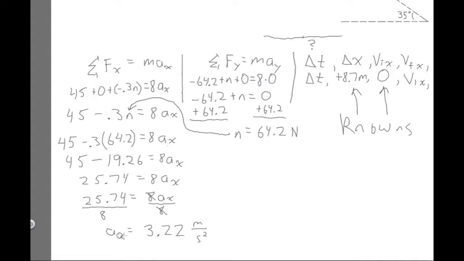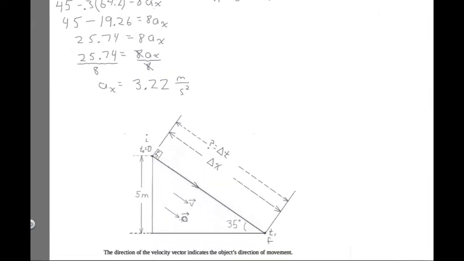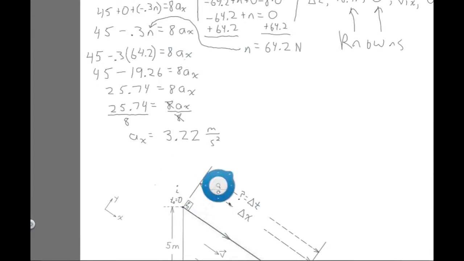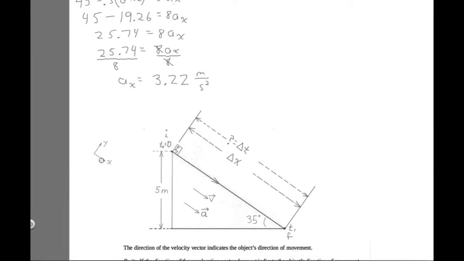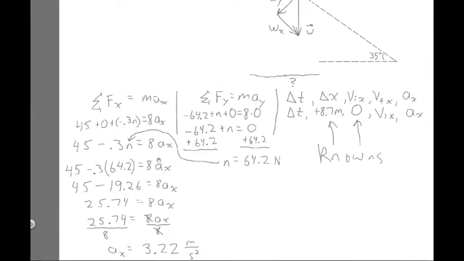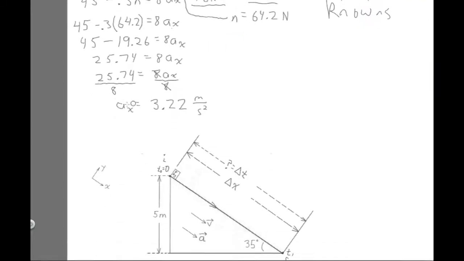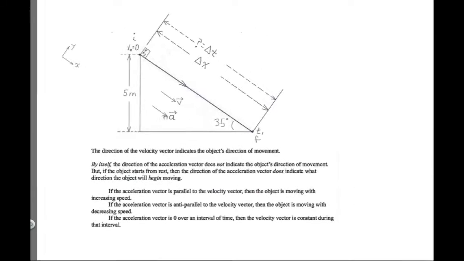Well, let's try building that acceleration vector into our sketch. Notice I've drawn the acceleration pointing in the positive x direction, which is consistent with this positive value. Remember that we've already decided that the y component of the acceleration is 0. Since the y component of the acceleration is 0, the overall acceleration vector points in the same direction as a sub x, and that's the positive direction here. Now let's ask if that makes sense. Do these velocity and acceleration vectors make sense?